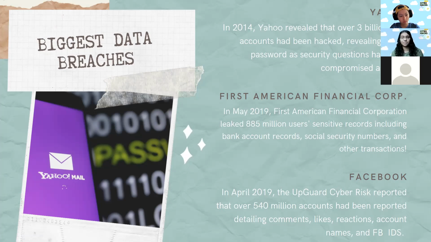Another really important one was the First American Financial Corporation data breach, which occurred in May of 2019, where the First American Financial Corporation leaked 885 million user accounts, which included bank accounts, social security numbers, and other transactions. The ones that involve banks are riskier than just your email account, because here the hackers have a larger amount to deposit your money, get access to your bank account, which actually occurs a lot.